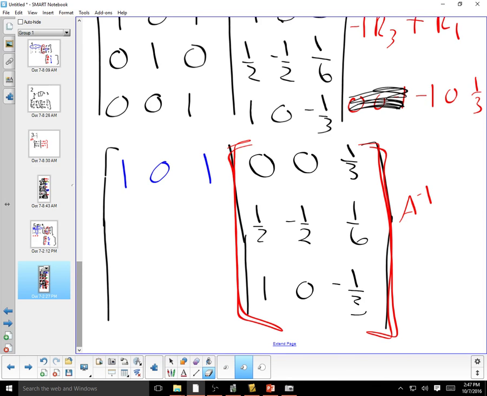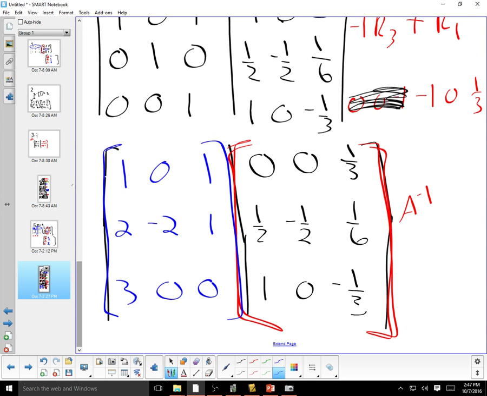Negative 2? 2. No, 2, negative 2, 1. 1. And then 300. All right, cool. So here we go. Here's the task. There's two 3x3s, right? And when I multiply them, I should get a 3x3.